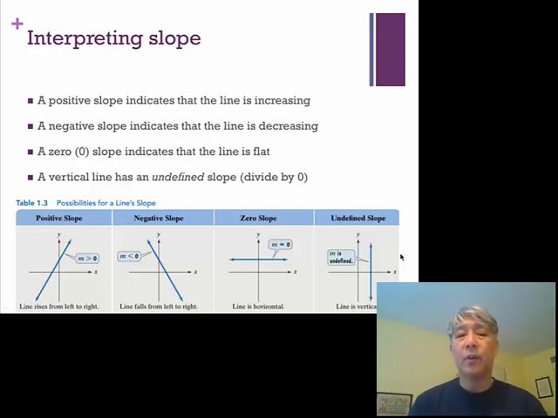The last possibility for a line is that it's vertical. Okay, we won't see this very often because, one, it's not a function. It fails the vertical line test because every point on that line is on the vertical line. But it has an undefined slope, because you're dividing delta y over delta x, and if my delta x is 0, then it's undefined.